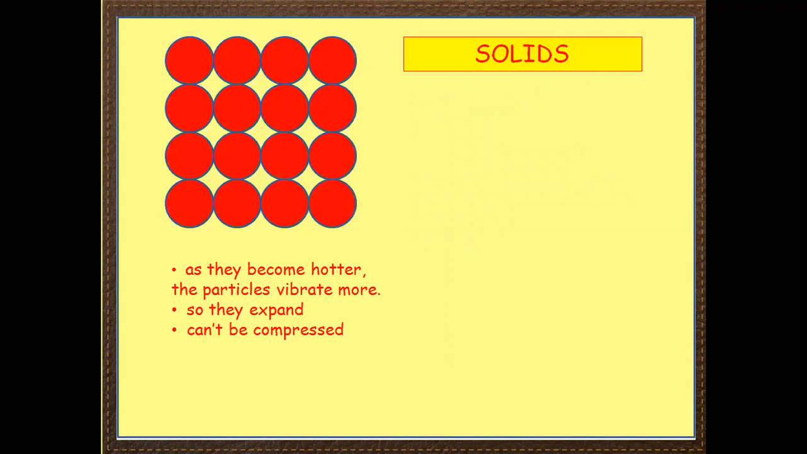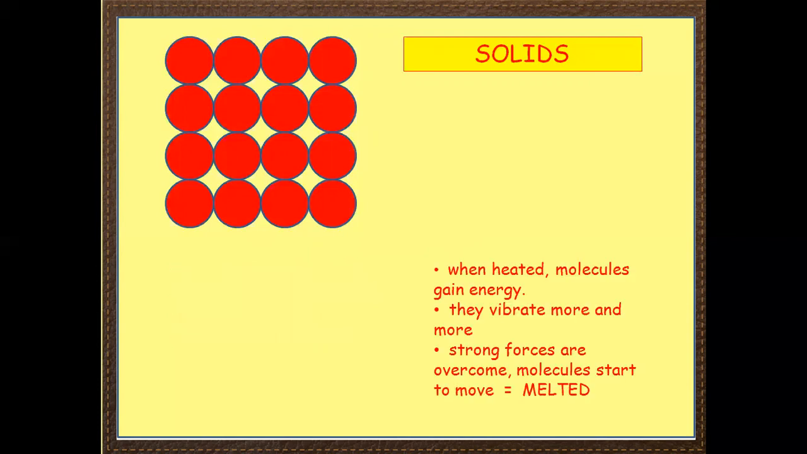Now, when the particles of a solid become hotter, the particles vibrate more. So they can expand, but they cannot be compressed. When you heat a solid, the molecules gain more energy, so they will vibrate more. Strong forces are overcome. Molecules start to move, and will change the solid into liquid by melting.